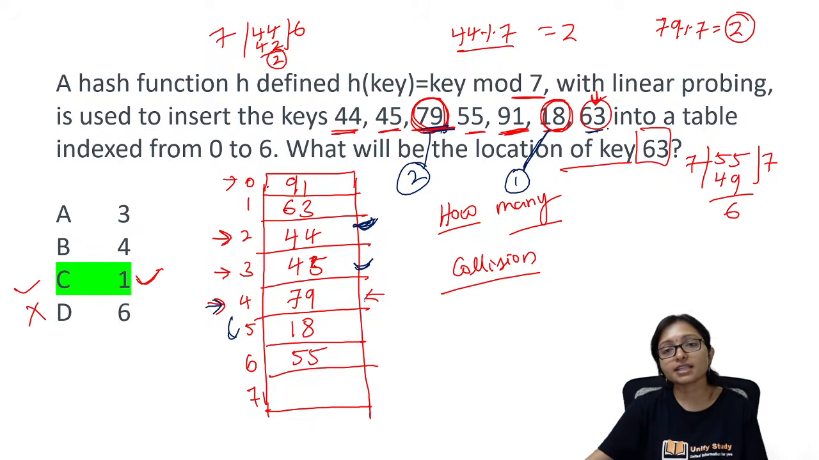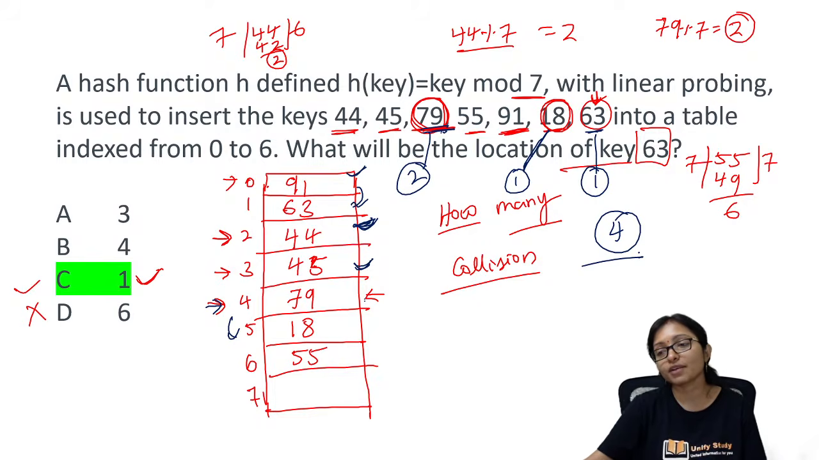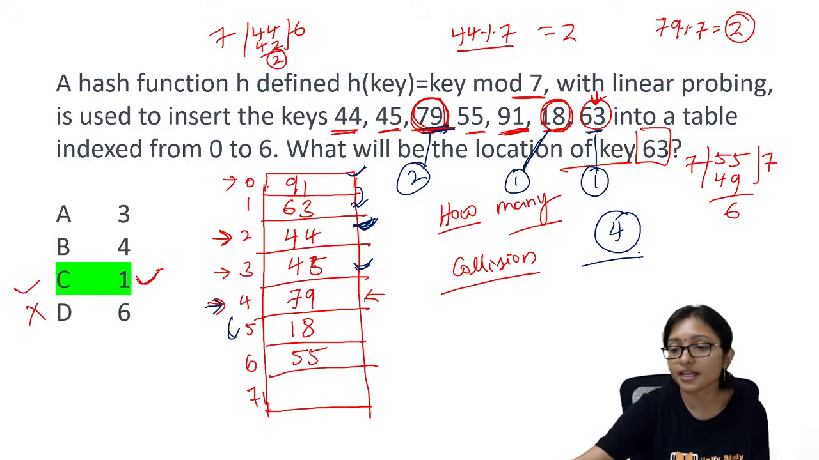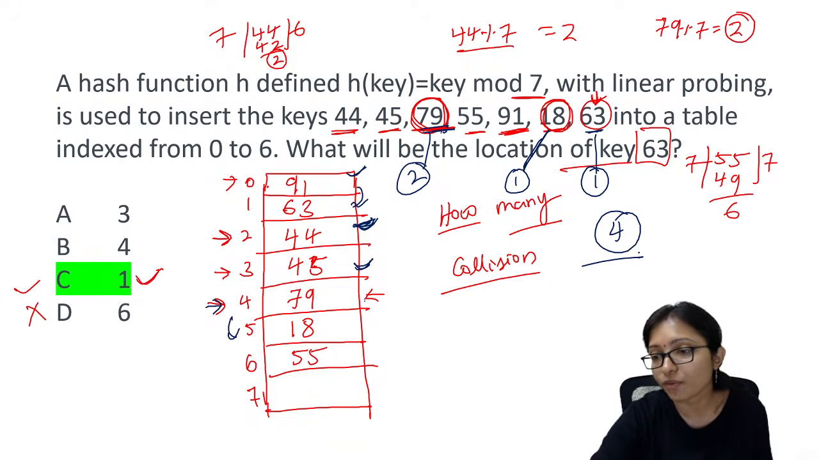And for 63, 63 should be here, but it is coming here. For 63, there is 1 collision. So the total number of collisions will be 4. Those who are telling 4 are correct. Those who are telling 3 are wrong. The answer is 4. This way the question can be asked.